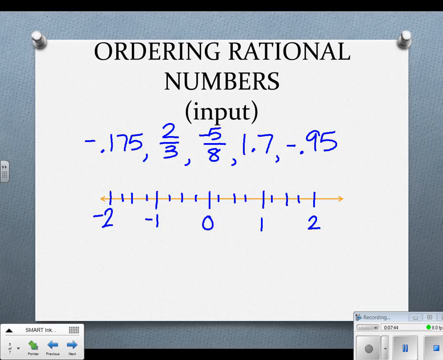So we're going to start with negative 0.175. It is going to be just a little to the left. It's greater than negative 0.25, but it'd be right about here. That's negative 0.175. Then we're going with 2/3, and we know 2/3 is 0.6 repeating, so it's a little bit more than 0.5, less than 0.75.